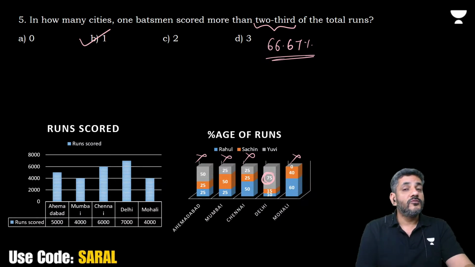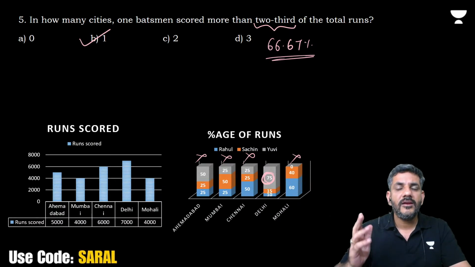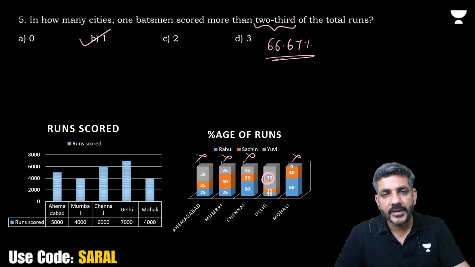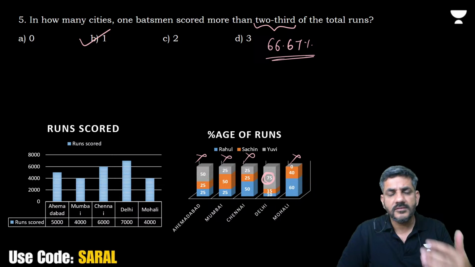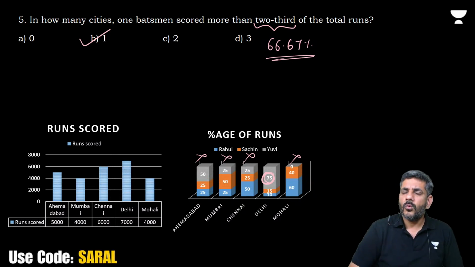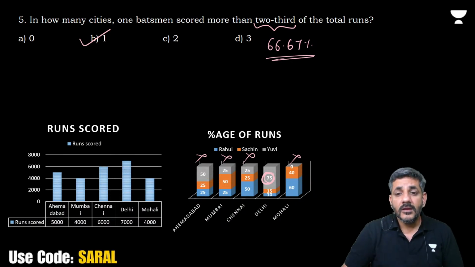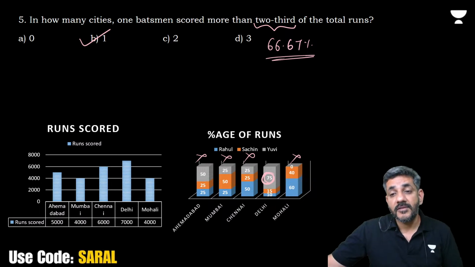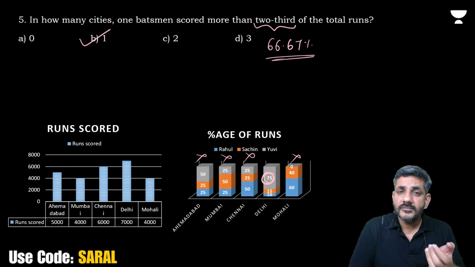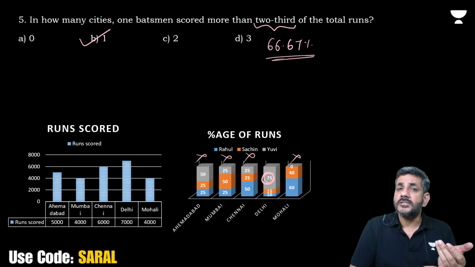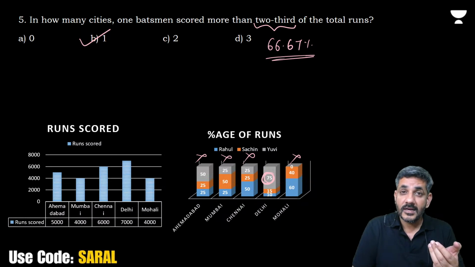So now we move on to two different kinds of DI sets that have appeared in CAT. We have seen line graphs, bar graphs, and pie charts. What other types can there be? Nowadays, exams do ask us different kinds of graphs in DI. There is something called a radar graph. There is something called a sunburst chart, which is also the name of one of the graphs. There is a bubble chart as well.